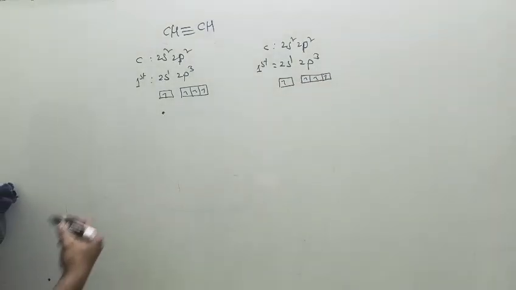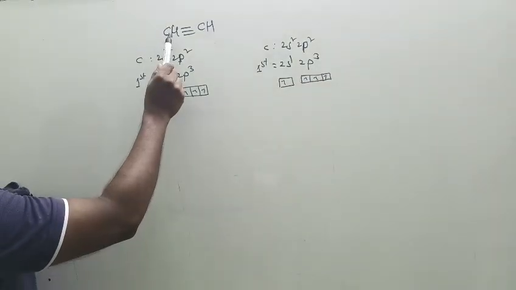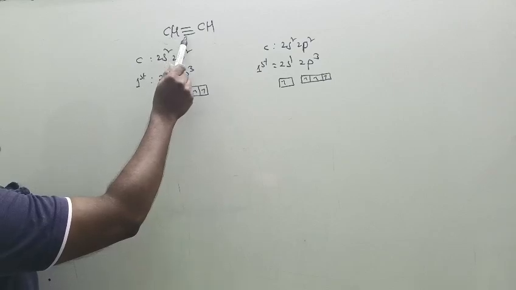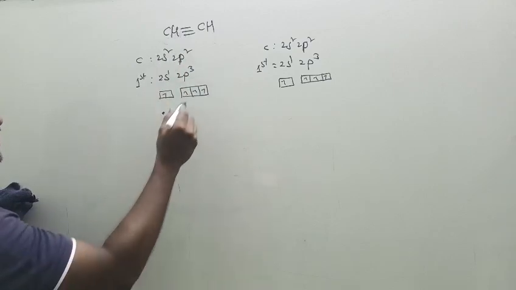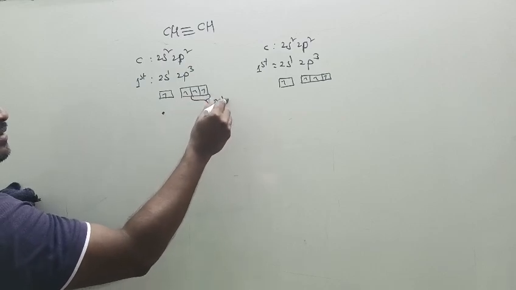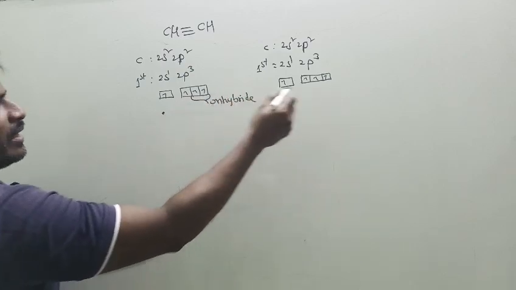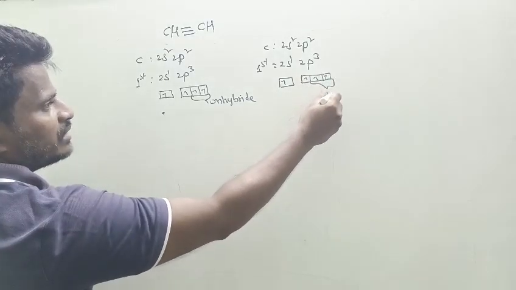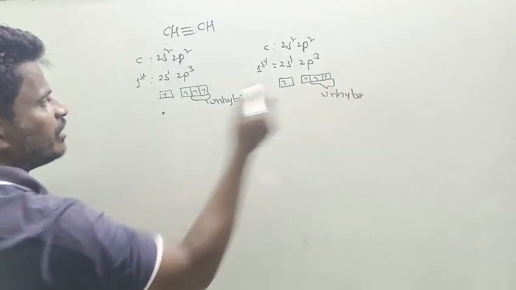Let us see the molecule. This molecule has one sigma bond and 2 pi bonds. It indicates 2 p orbitals are unhybridized, and here also 2 p orbitals are unhybridized orbitals.